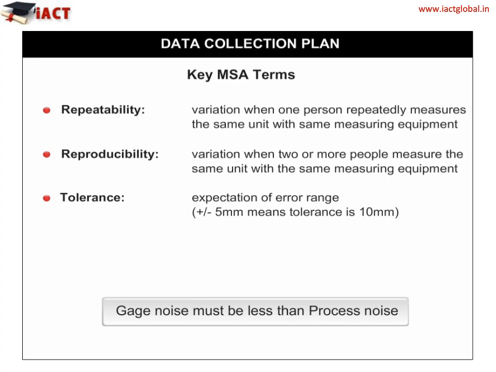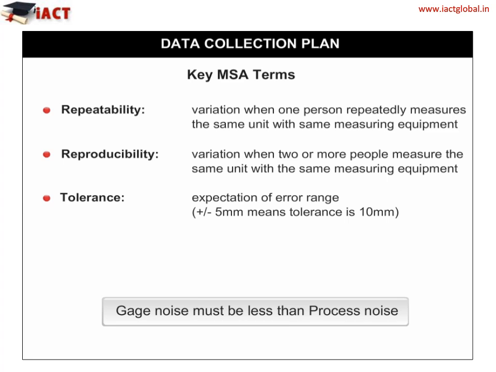Data collection plan. Precision in a measurement system comprises two elements: repeatability and reproducibility. Repeatability is defined as variation due to the measuring device, when the same operator measures the same part with the same device repeatedly. Reproducibility is defined as variation due to the measurement system. It is the variation observed when different operators measure the same parts using the same device.